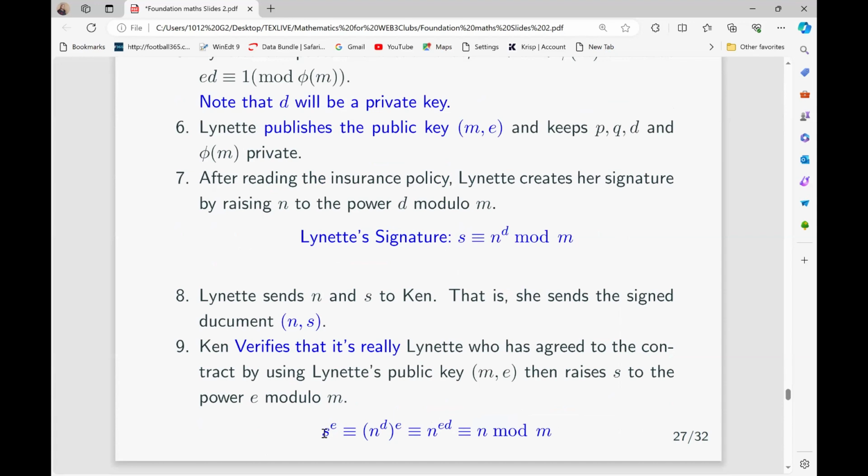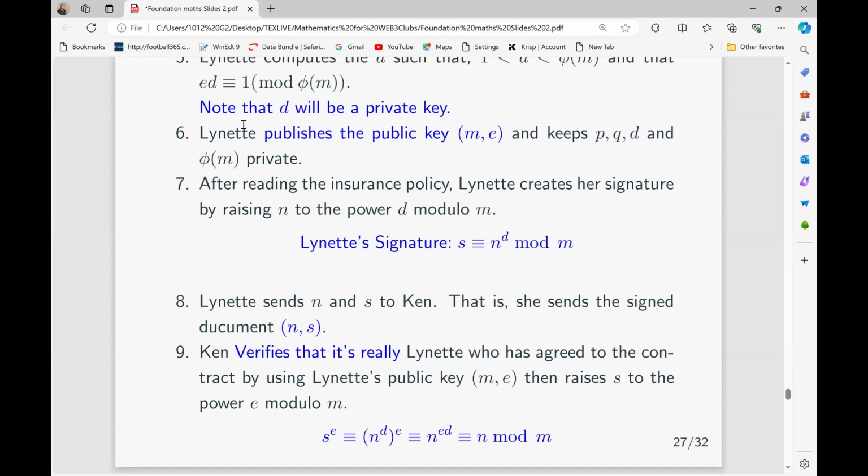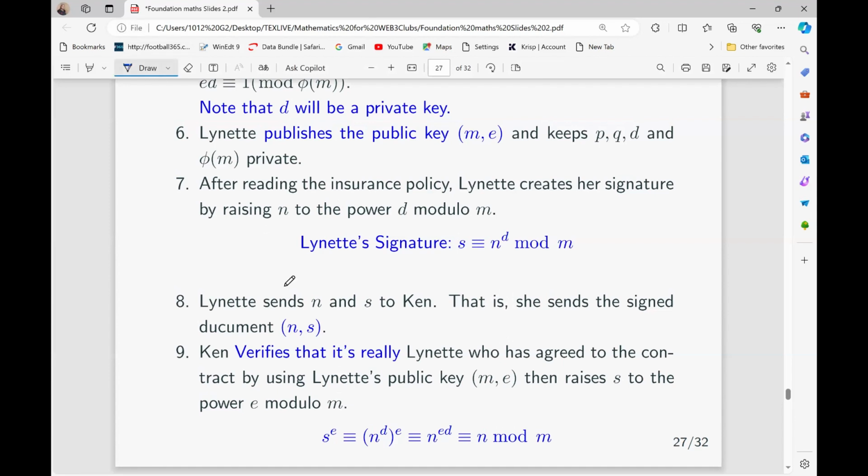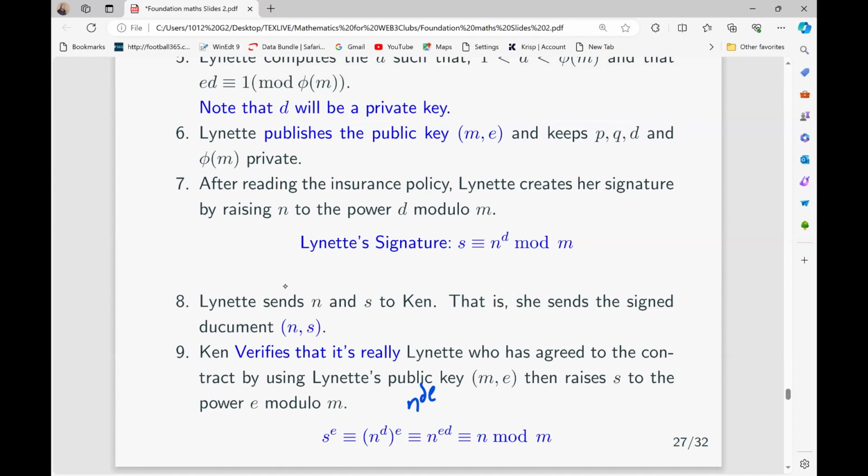So you take the message Lynette has sent to you, which is S, raise it to E, which is in the public domain. What do you get? You get N raised to DE. But remember, D and E are inverses of each other. So D times E is 1. That gives you N raised to 1, which is N. So if you can get N, and N is the message you had sent to Lynette, then you are sure that it's Lynette who signed this document.